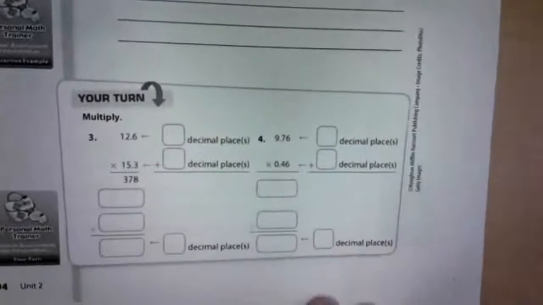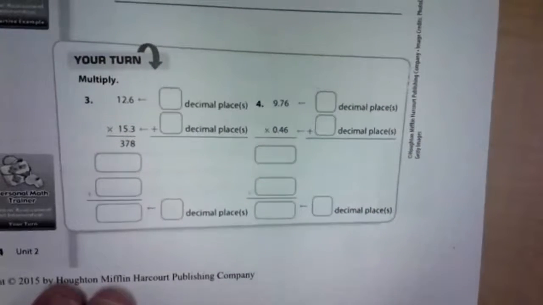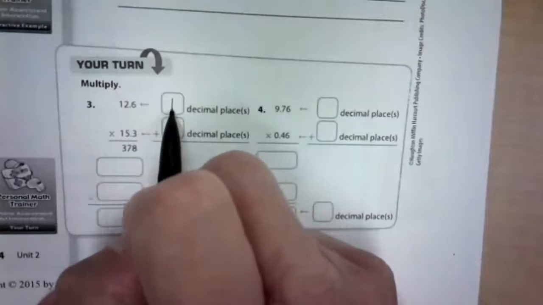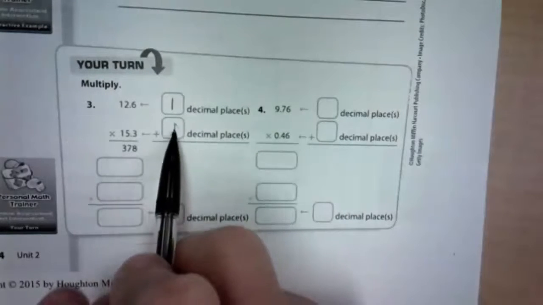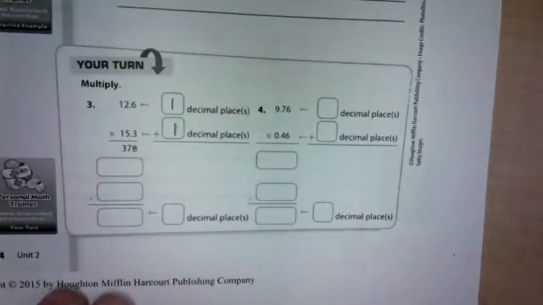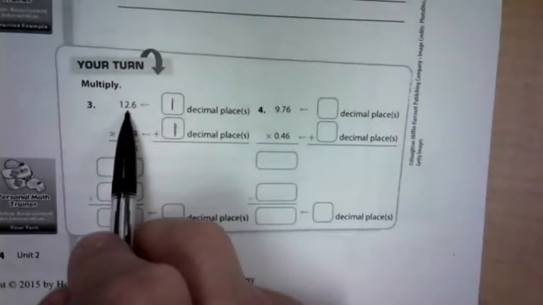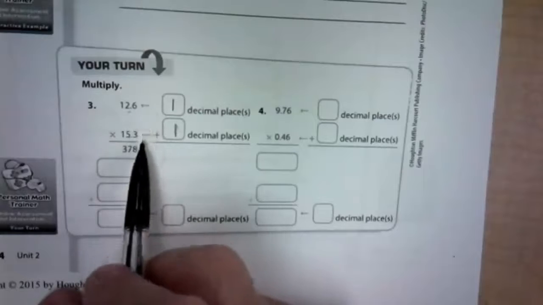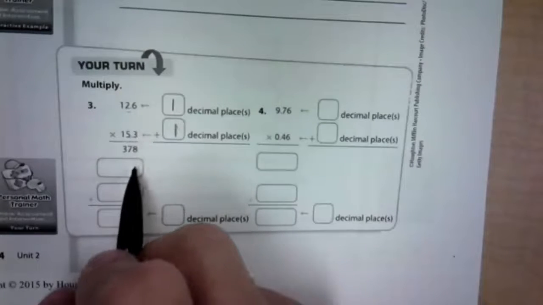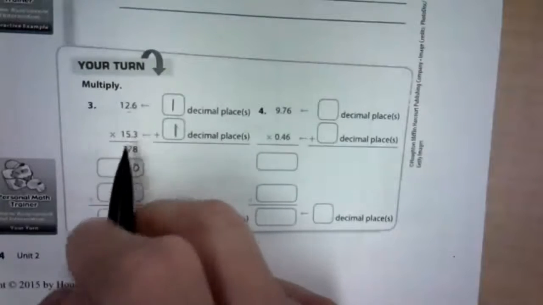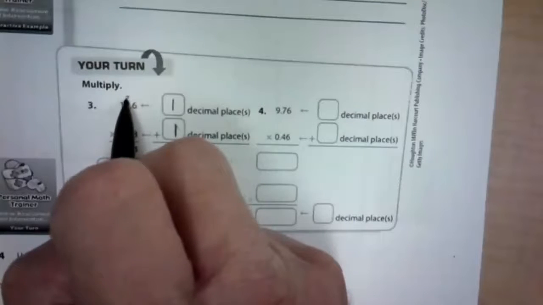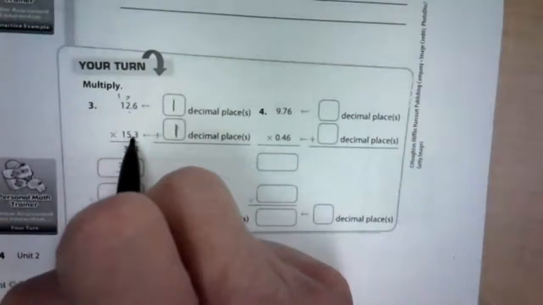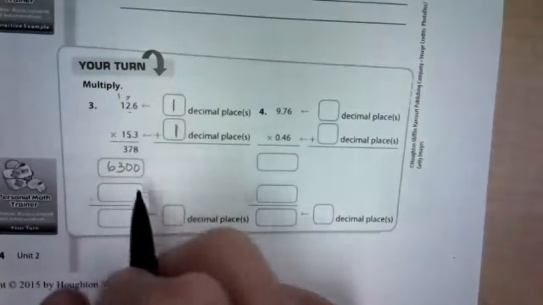All right, so let's look at an example down here. It says 12.6, so there's 1 decimal place to the right of the decimal. Here there's also 1 decimal place to the right of the decimal. So when you multiply this, you multiply it like 126 times 153. So they multiplied the ones. Now let's go to the tens. 5 times 6 is 30. Carry your 3. 5 times 2 is 10, and 3 is 13. Carry your 1. 5 times 1 is 5, plus 1 is 6.